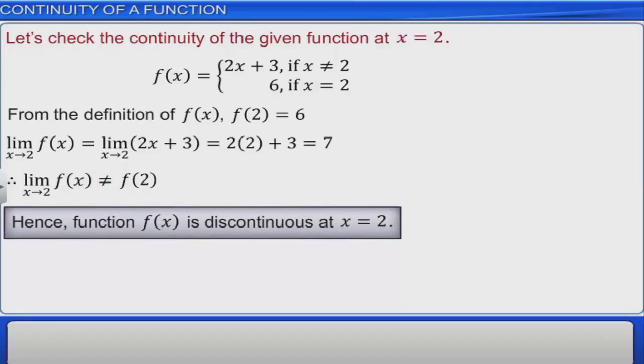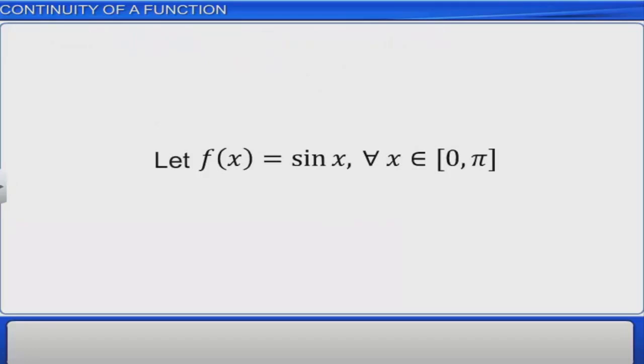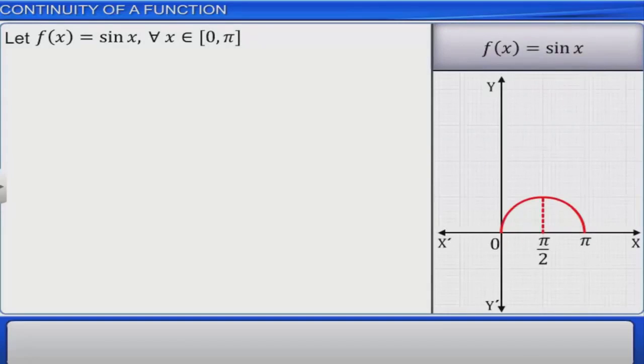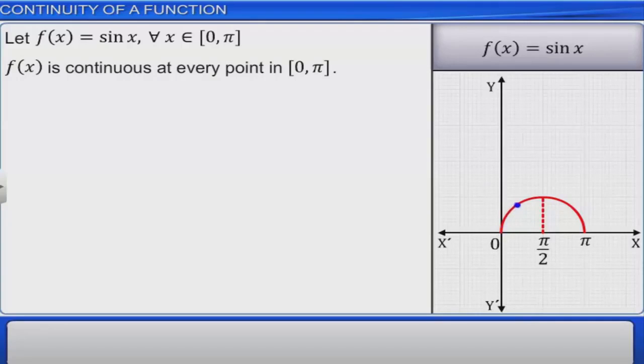Let's now check the continuity of the function f of x is equal to sin x in the closed interval 0, pi. The graph of the function in the closed interval is shown. It is clear from the graph that the function is continuous at every point that lies between 0 and pi.